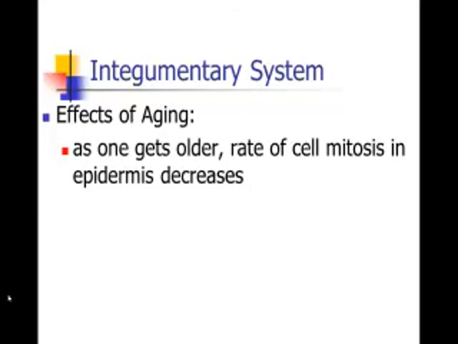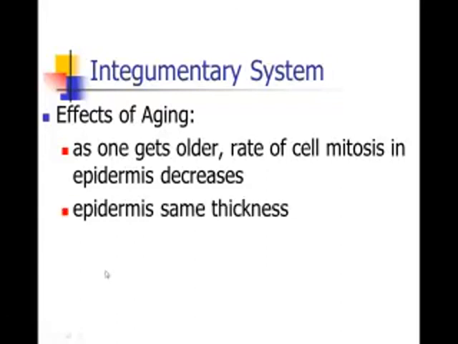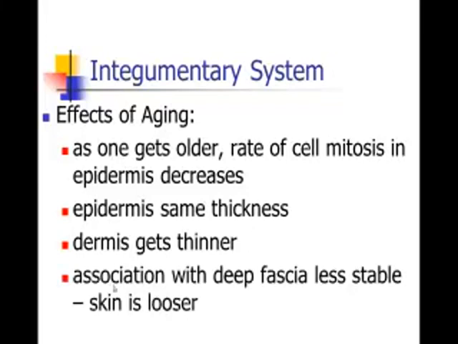When you get older, there are some not great things that happen. One of the things that happens is the mitosis of cells in the epidermis decreases in frequency. So the epidermis is the same thickness as normal, but remember the epidermis was the thinner layer to begin with. The dermis gets thinner. The skin becomes looser because the deep fascia is not as stable with respect to the skin in terms of their association.